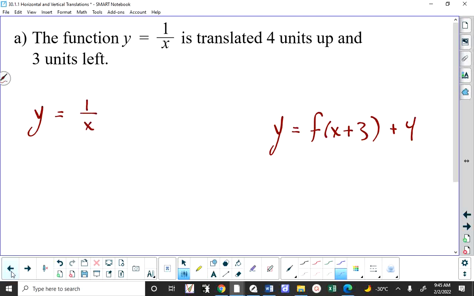This is an advantage to having function notation. When you were first taught about function notation, f of x, your teacher probably said, if you're really confused by it, just remember f of x is y. You remember that? F of x is another way of writing y. So I am going to write this as f of x equals 1 over x. All I'm doing is rewriting the original function to include function notation.